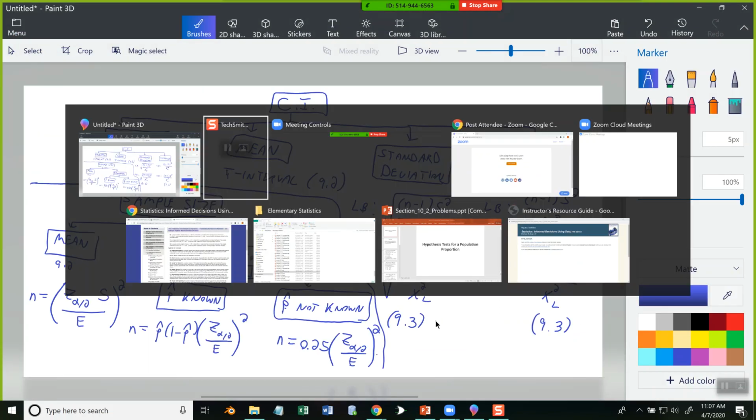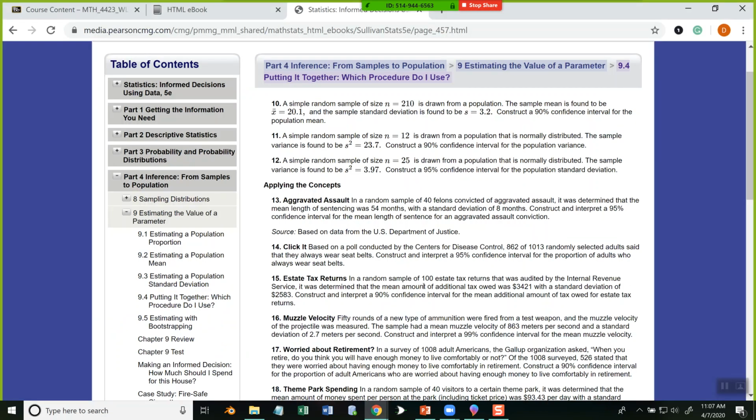Okay. 9.4 is a review section. And I'm not going to work problems out of it, but we are going to go through the different problems and identify what calculator function we should have used, or what calculator function we would use, and or what formula. And then also there'll be some sample size ones we'll look at either in the review or the test. I forget which where it's at.